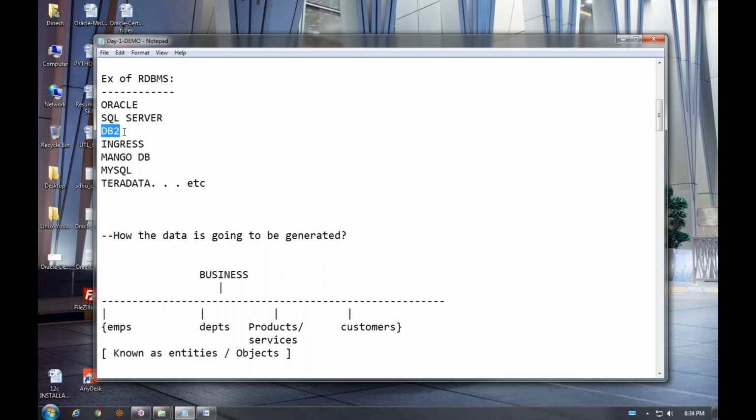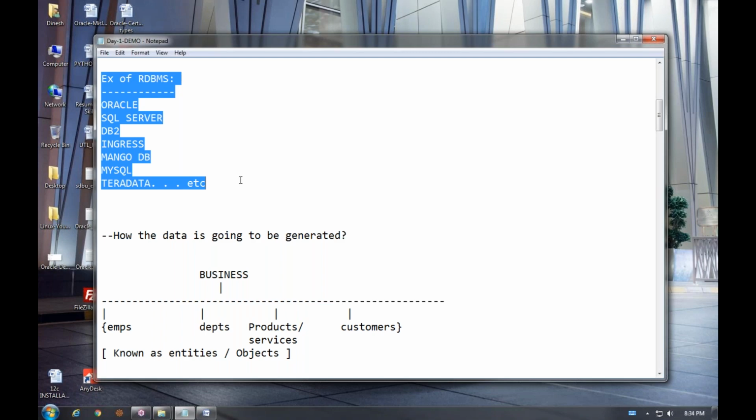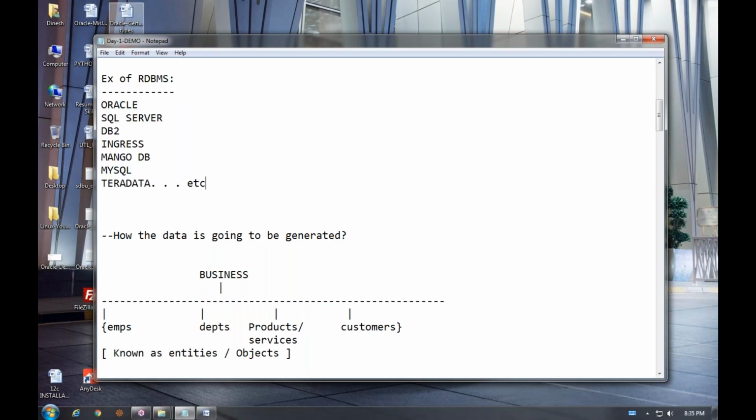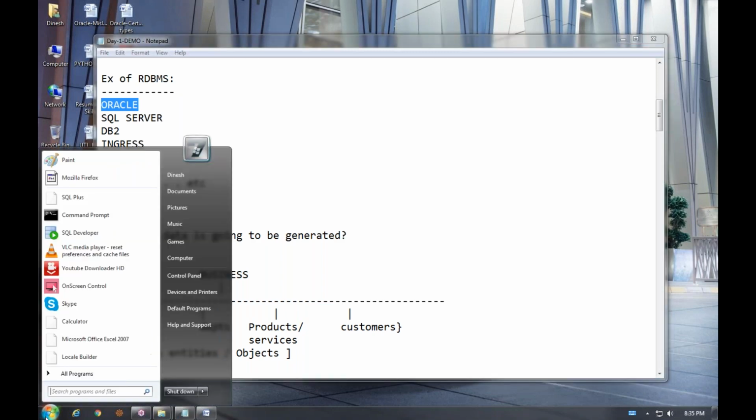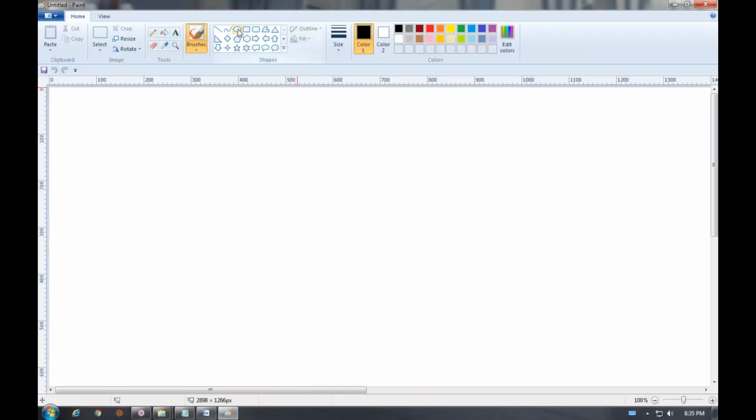DB2 is a database from IBM. Ingres from Ingres Corporation. Like that, MongoDB, MySQL, Teradata, everything is known as example of RDBMS. Now, in these RDBMSs, we are discussing about Oracle. So, what is Oracle? It is a RDBMS. Simply, it is called as database.